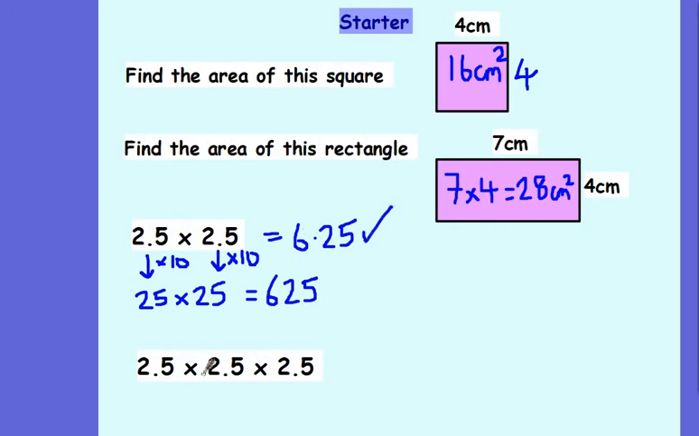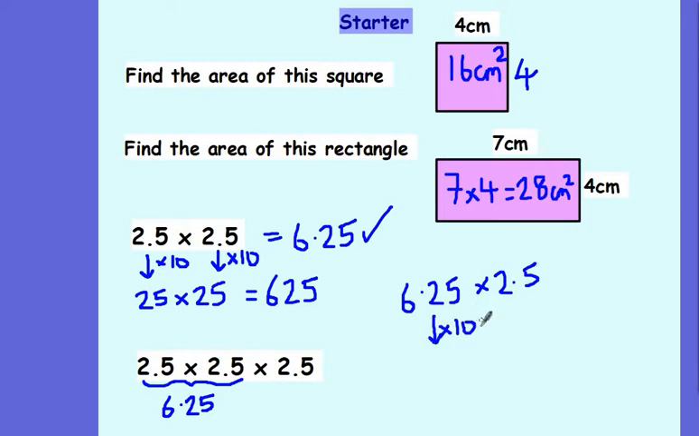That sounds plausible. For the next question, I asked you to find 2.5 times 2.5 times 2.5. Well, we know that 2.5 times 2.5 is 6.25. So I'm now doing 6.25 times 2.5. I'm going to start off by multiplying that one by 100 and that one by 10 to get rid of my decimal places. So I've got 625 times 25.